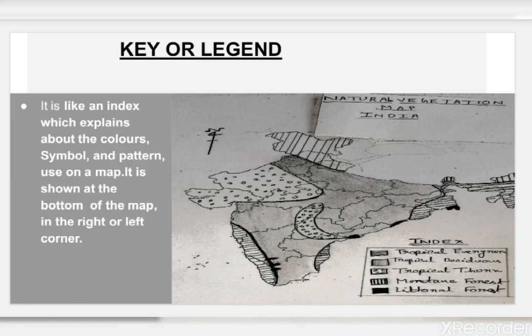Now let's move on to the next topic, that is key or legend. Now it is like an index, as you can see here, which explains the color, symbol or pattern that is used on a map. It is shown at the bottom of the map in the right or left corner.